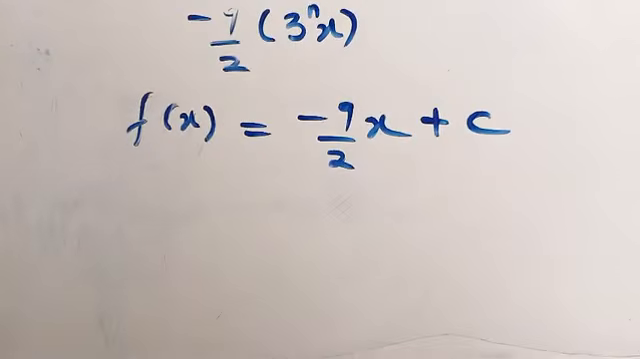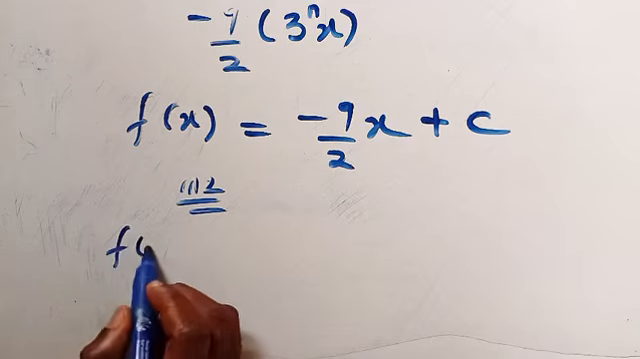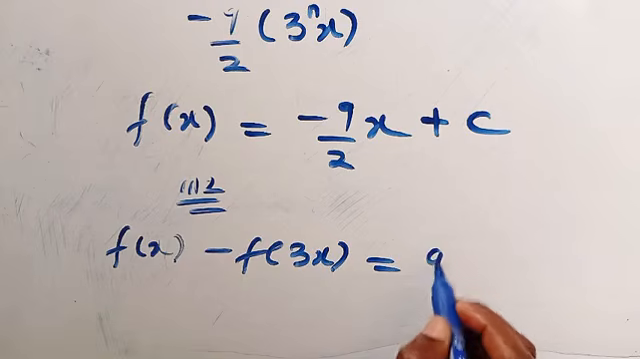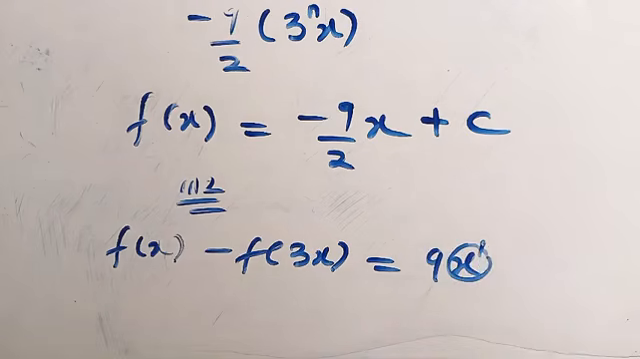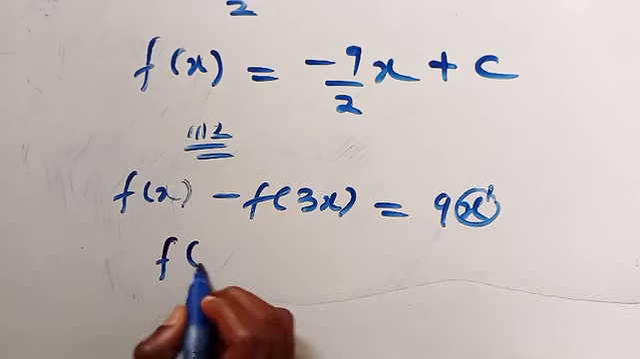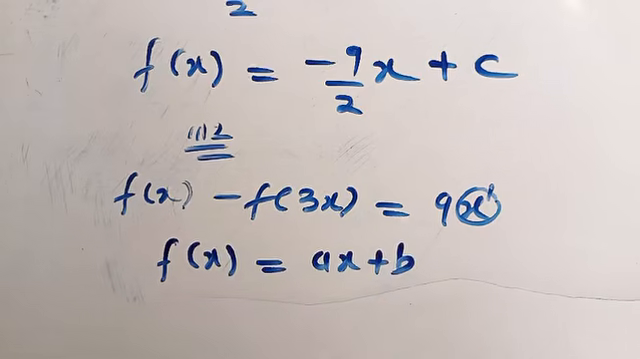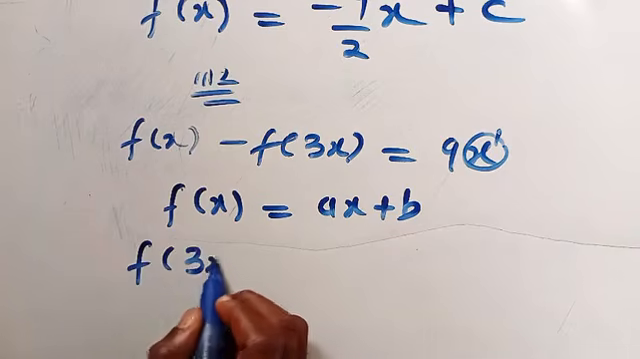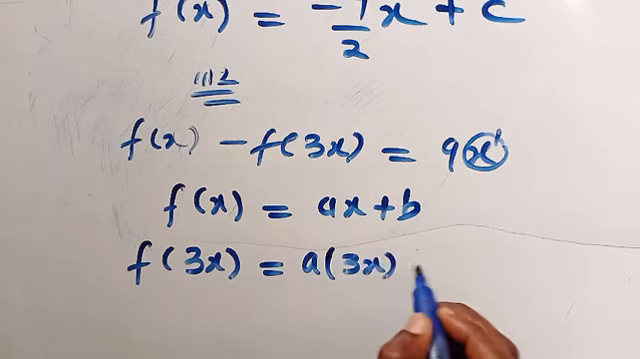And if you try and look for the other way, let's say method 2. Since we have f of x minus f of 3x equals 9x, looking at this, the power of x is 1, which is linear. So if I assume a linear function, let's say f of x equals ax plus b, and we need f of 3x. For f of 3x, we are going to have f of 3x equals a times the bracket 3x plus b.